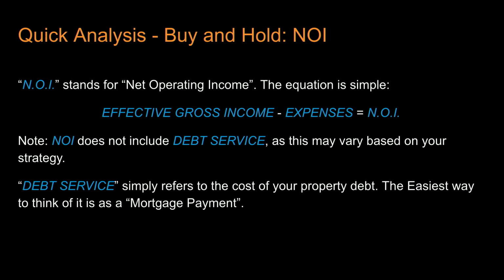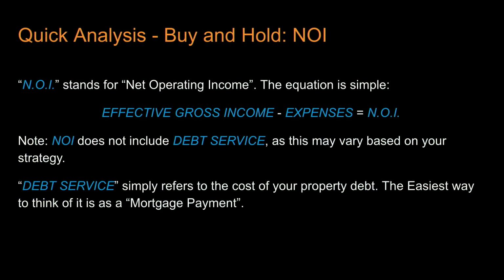Now, it's important to note that NOI does not include debt service, as this may vary based on your strategy. So when we're talking about expenses here, we're only talking about things like utilities, things like taxes and insurance and maintenance. We're going to take our effective gross income minus our expenses, not including debt service, and that equals our net operating income. Now, debt service refers to the cost of your property debt. The easiest way to think of this is like a mortgage payment. So your NOI does not include your mortgage payment.